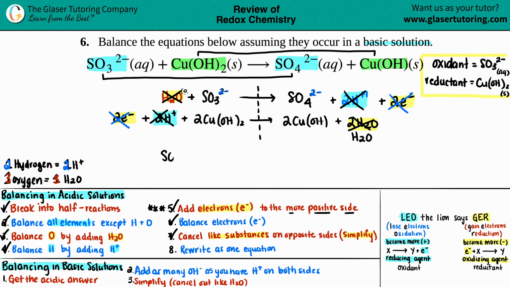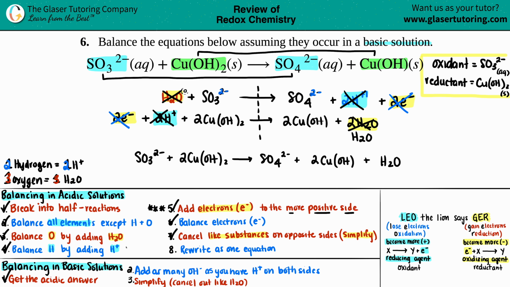So I'll just say that this is SO3 2 minus plus 2 CuOH2 yields, we'll say SO4 2 minus plus 2 CuOH, and then just plus a lonely H2O. That's our acidic answer. So if they said we wanted it in an acidic solution, this would be the final answer. But now, we just completed step 1 on the basic solution. Fun. So let's just keep going.